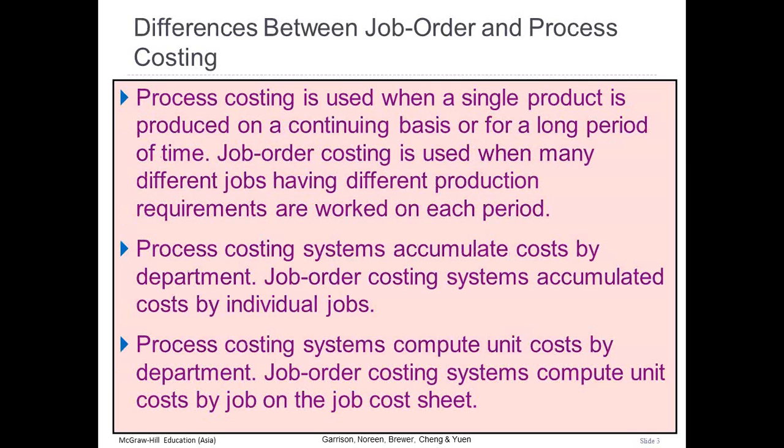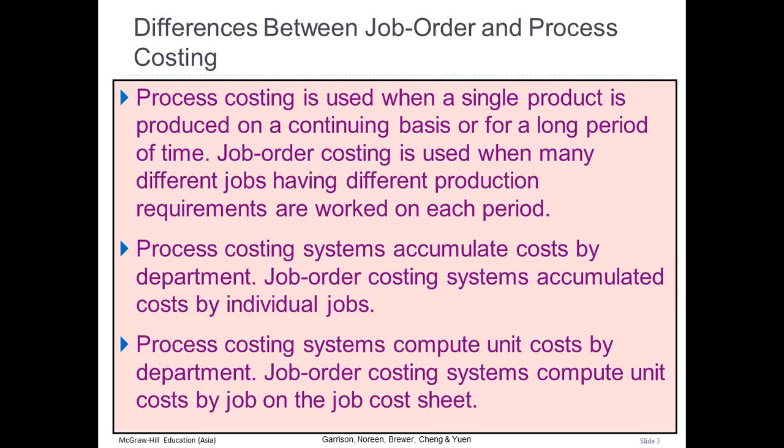Process costing is best suited for the production of a single product that is continuously produced for a long period of time. Remember the mixing and bottling of Coca-Cola from the earlier lecture. Job order costing is best suited when jobs are produced as discrete projects, such as building a house. Process costing accumulates costs by department, while job order costing accumulates costs by individual jobs.